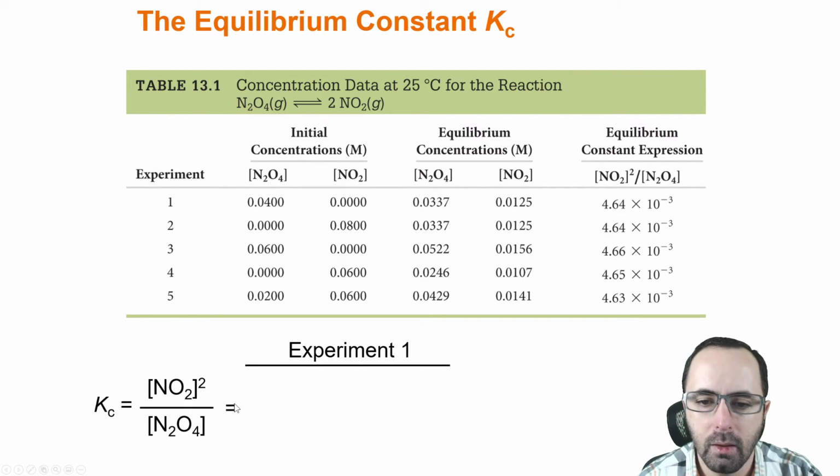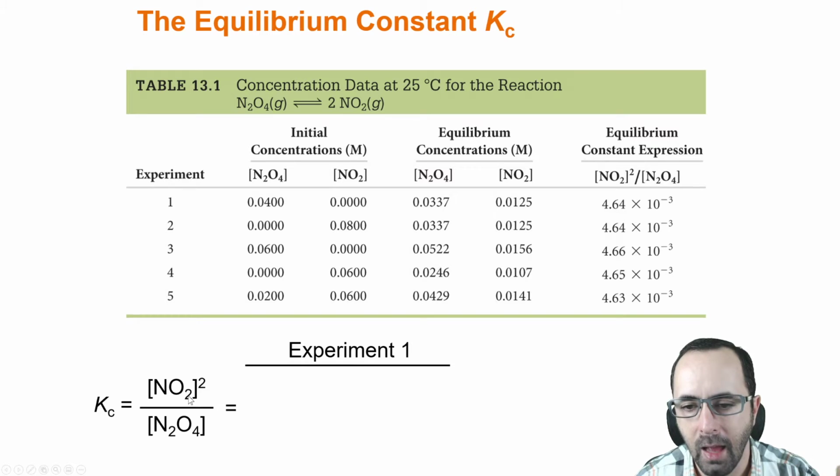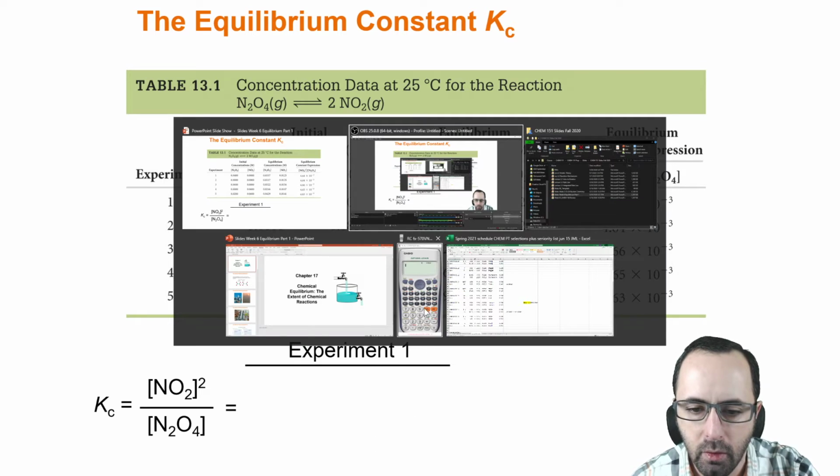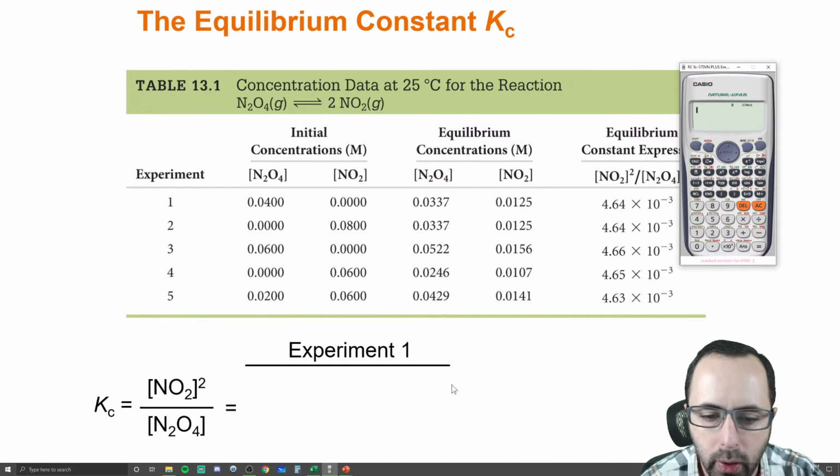Remember, when you calculate the equilibrium constant, you put in the concentrations at equilibrium, not the initial concentrations. The equilibrium constant is referring to what happens at equilibrium. So if we want to calculate an equilibrium constant, we must put in concentrations from when the reaction is at equilibrium.